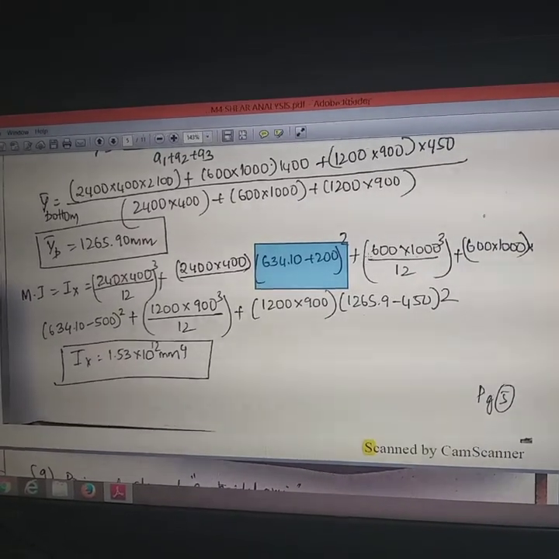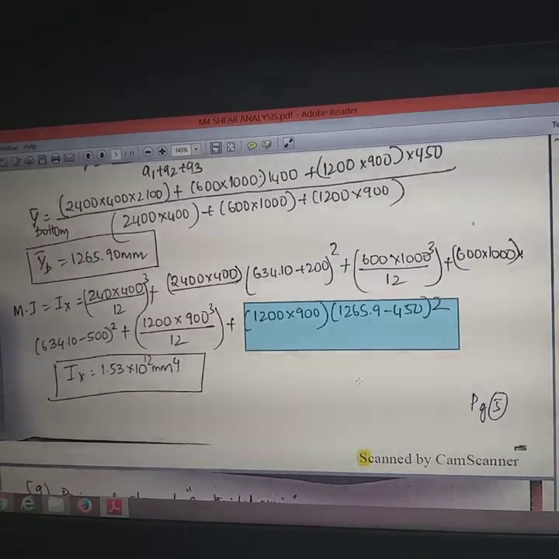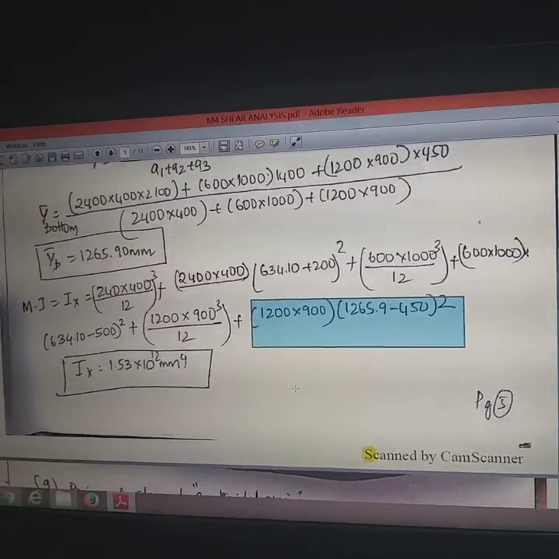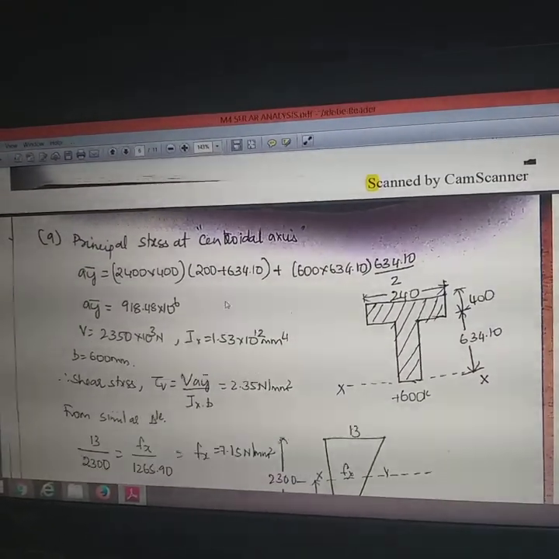Next, similarly for the web also you have to compute, and you have to compute for the bottom flange also. Do it very carefully, and you will get the moment of inertia. Then the principal stresses at the centroidal axis you have to consider.